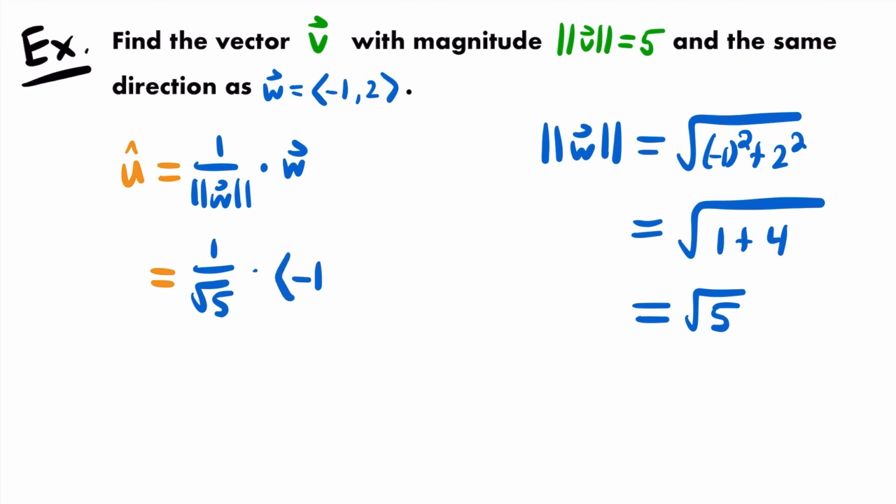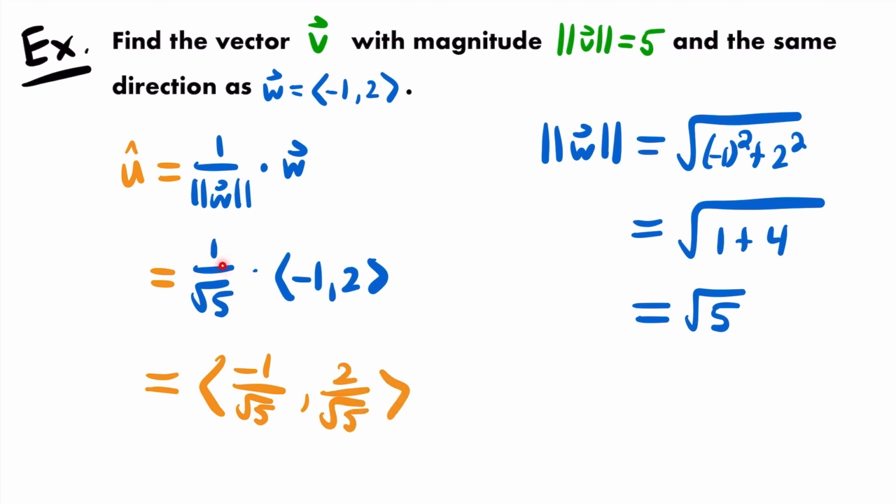So we'll have -1, 2. And now we just need to perform scalar multiplication and multiply 1 divided by the square root of 5 by both of the components. All right, so if we do that, this will be equal to this vector. We'll have -1 divided by the square root of 5, 2 divided by the square root of 5. All right, so we just multiplied 1 divided by the square root of 5 by -1 and by +2. So this right here is the unit vector that corresponds to vector w.